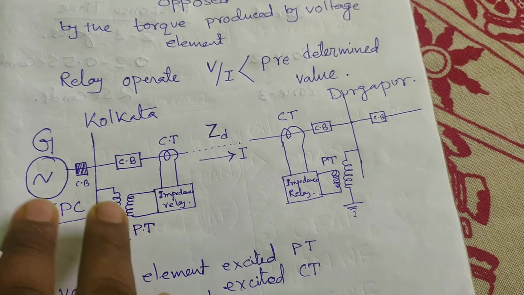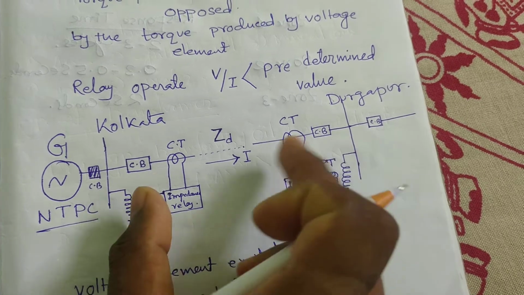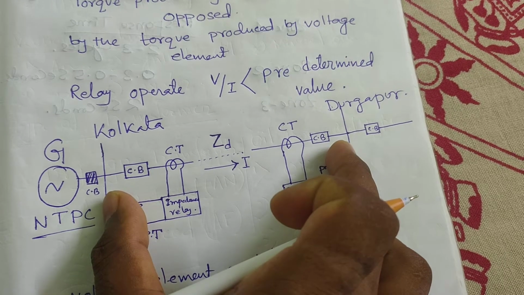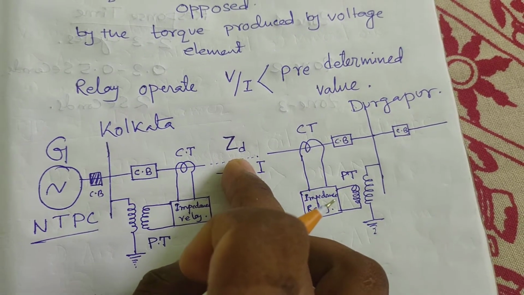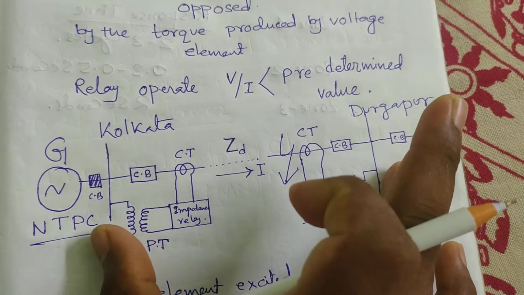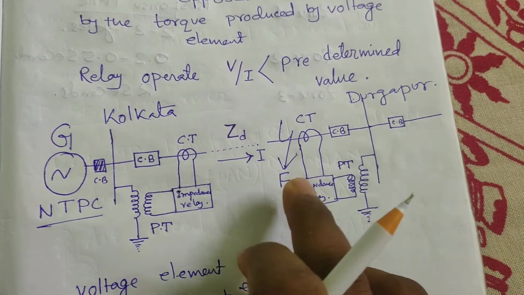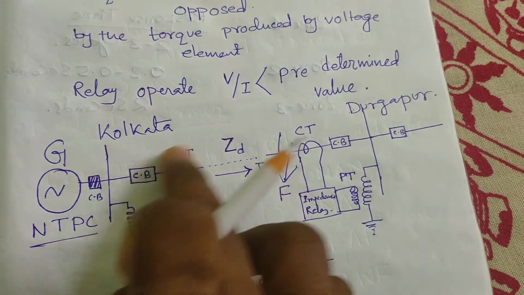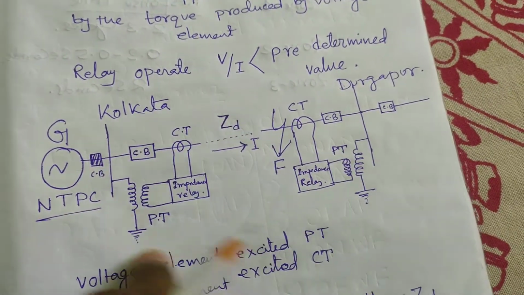Now we are going to discuss what happens when a fault occurs between Kolkata and Durgapur. The impedance of the line is predetermined. Considering the impedance between Durgapur and Kolkata is ZD, ZD is the predetermined value of the impedance. Suppose a fault has just happened here between the Kolkata and Durgapur substations. If the fault happens at this point, the current comes this way and the fault current flows in that way.